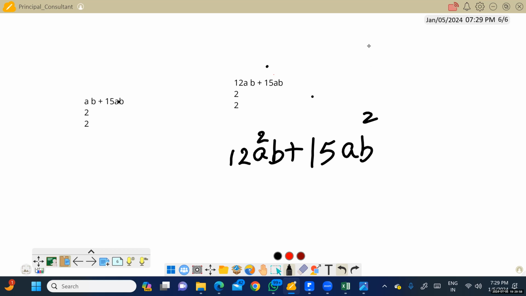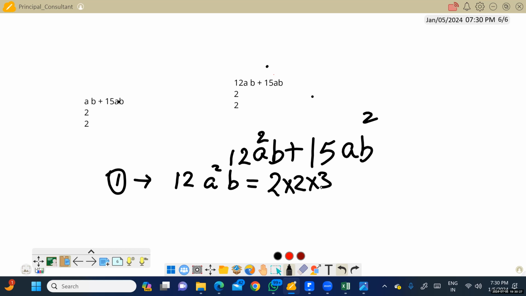Arush, what is the first thing that we should do? So, what is the first step? Step 1. What is the step 1 that we should do? We say 12A square B is nothing but 2 into 2 into 3 into A into A into B. Right, Himangi? Yes, sir. Okay.